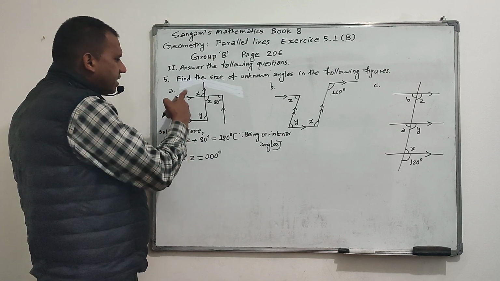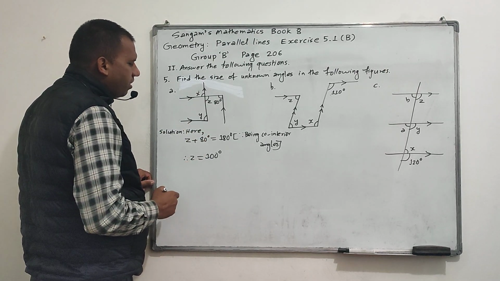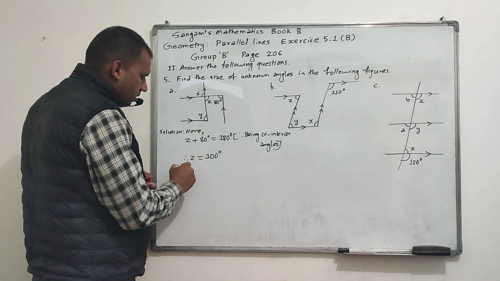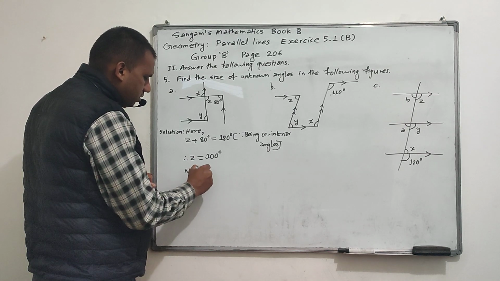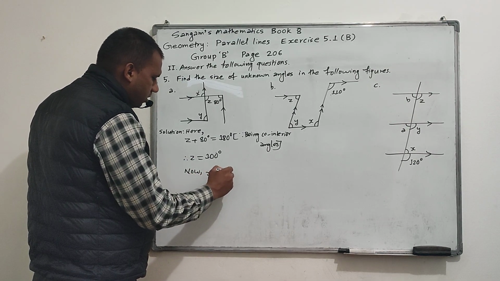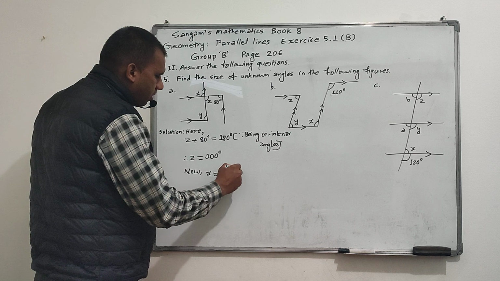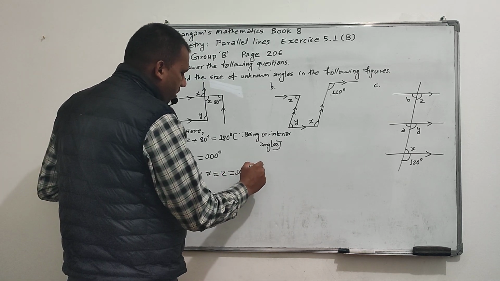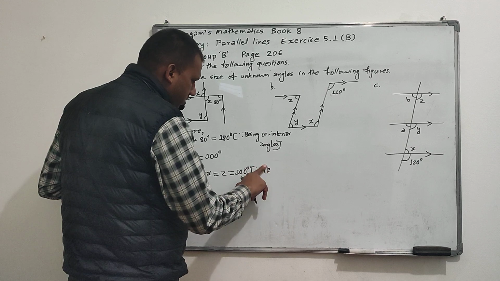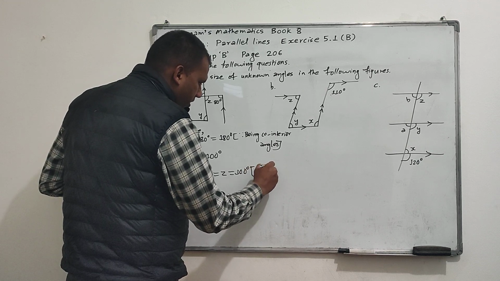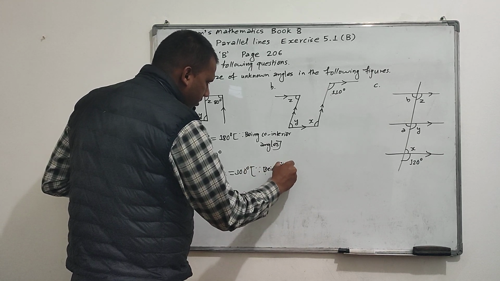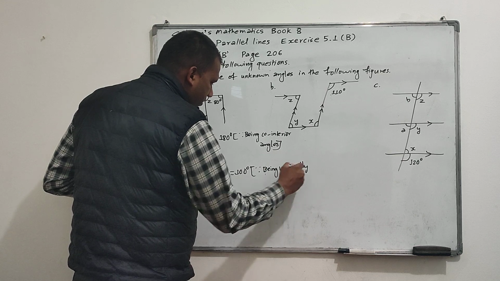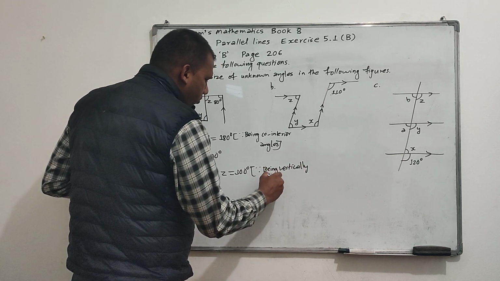After this, x equal to z, vertical opposite angle, so we can write x equal to z equal to 100 degree, being vertically opposite angles.